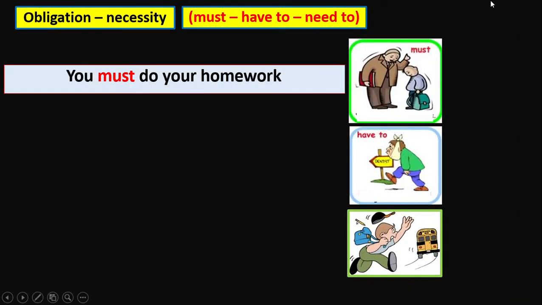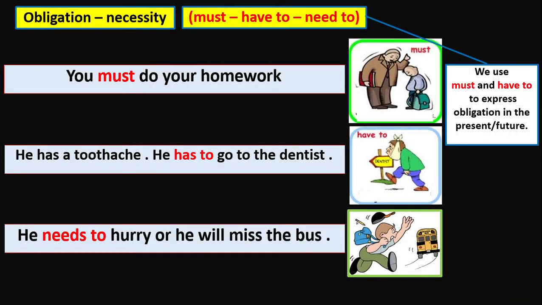Let's continue. For example, have a look here. You must do your homework. Your teacher asks you to. You should. No, you must. This is a kind of obligation. He has a toothache. He has to go to a dentist. He needs to hurry or he will miss the bus. So, we use must and have to to express obligation in the present or future. So again, we use them for obligation.